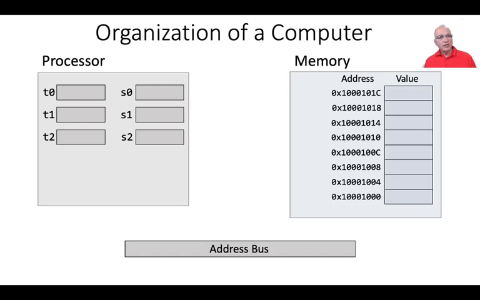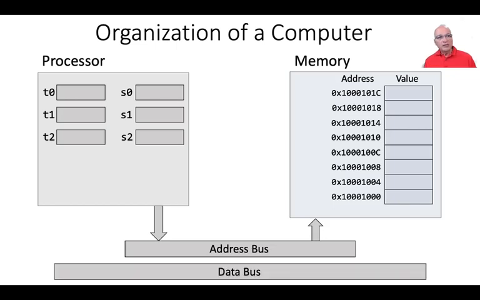The computer also has an address bus. The address bus is used for the processor to send the value of an address to memory to specify where in memory an operation should take place. And the computer also has a data bus that is used to communicate data between the memory and the processor. There is also a control bus that's not shown in this picture.